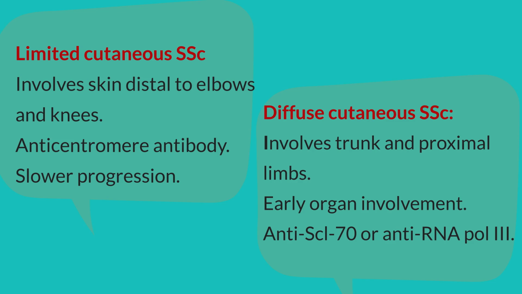The other type is the diffuse cutaneous systemic sclerosis. Involves trunk and proximal limbs, early organ involvement, associated with anti-SCL70 or anti-RNA polymerase III. Please note that both types can involve the face and the neck.